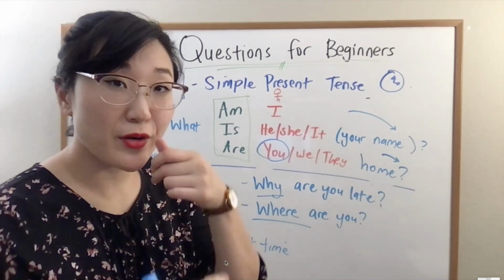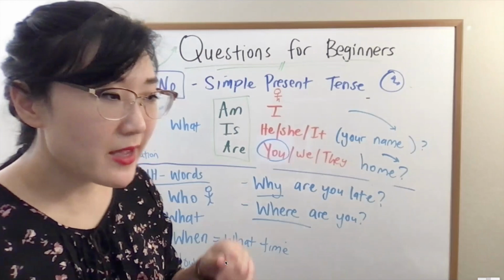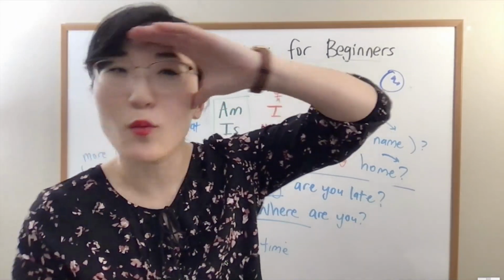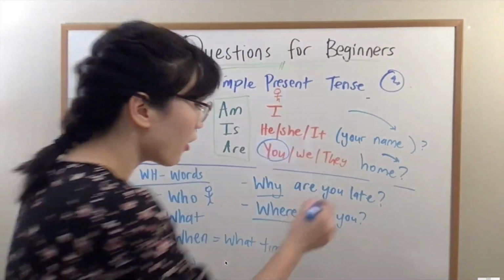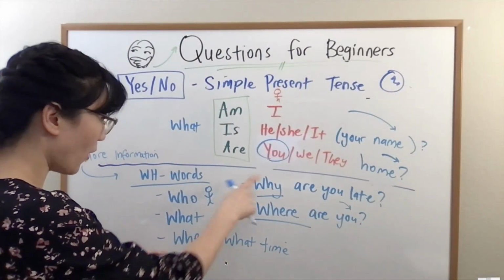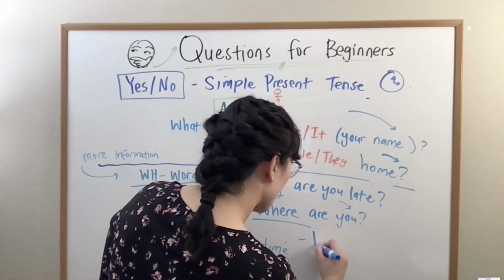We meet for coffee and tea. I say, oh, excuse me, where are you? I can't find you. Where are you? So who, what, where, when, why, how, whose.